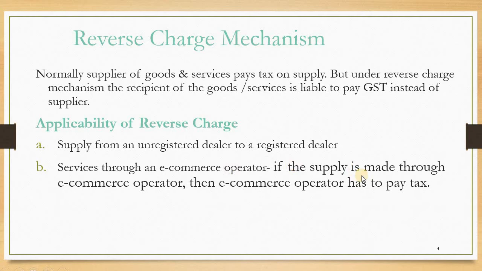If any supply or any services are made through an e-commerce operator, then the person who is giving the service will not pay the tax; rather, the e-commerce operator has to pay the tax. So it is again reverse charge. E-commerce operators are, for example, Amazon. There are so many e-commerce websites. Amazon is there, eBay is there, Flipkart is there, Myntra is there. There are so many. So they have to pay the tax.